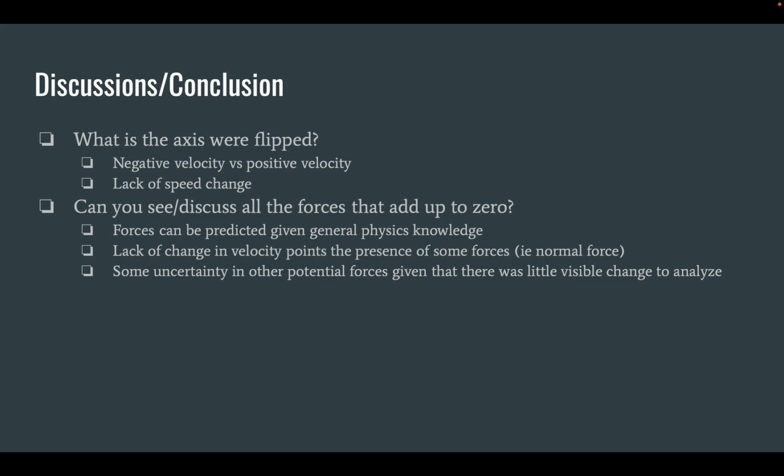We can tell that the net forces add up to zero, as we discussed earlier, and using general physics knowledge, we can tell, of course, gravity is going to be acting on it, then a force must be existing to counteract gravity, likely the normal force, and then however, we have some uncertainty with what other potential forces could be acting on each other to cancel out that we don't end up seeing. So we can predict some of the forces, however, we can't say with any certainty all of the forces.